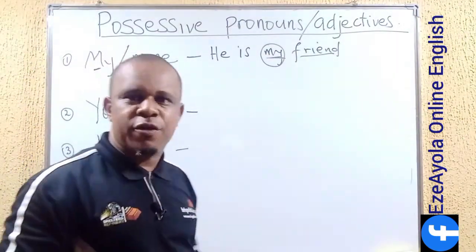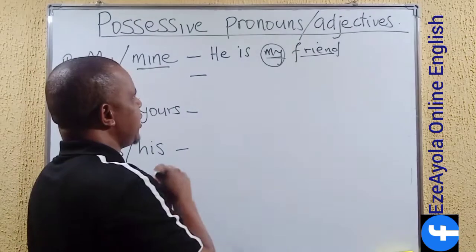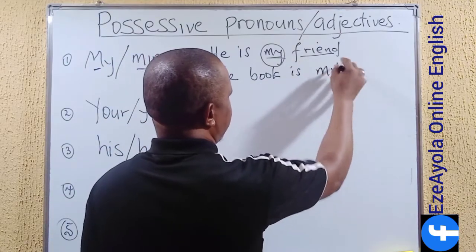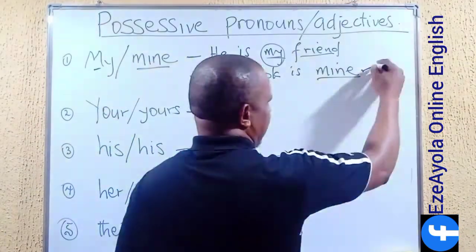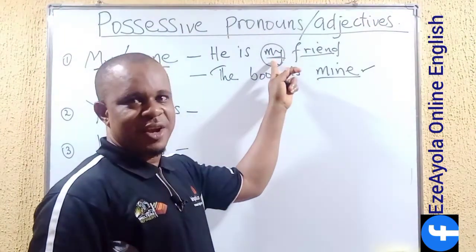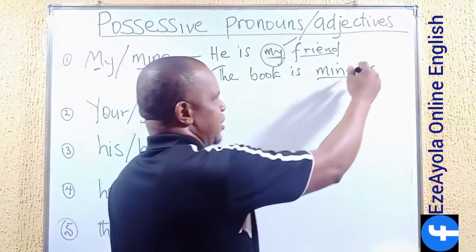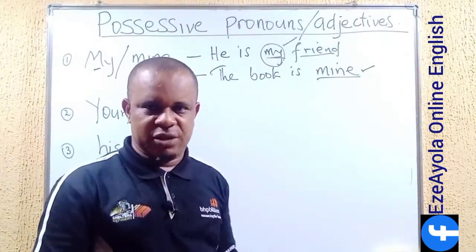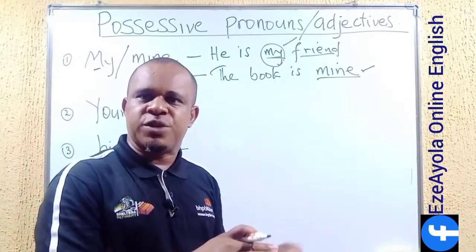Now, how do we write it in the form of a pronoun? That's when we talk about mine. Somebody could say, the book is mine. Now, look at this. The book is mine. This is a pronoun, possessive pronoun. In my friend, the my is describing the friend, an adjective describing the noun. But this is a pronoun outrightly. If you look at it, it is standing alone, indicating possession. That's why it is a pronoun. Remember, pronouns are words that serve as substitutes for nouns.